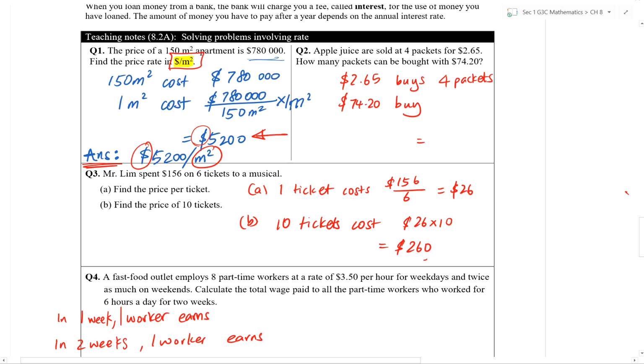So I start off with my known information, which I know that $2.65 allows me to buy 4 packets. So $74.20 will allow me to buy, we take 4 divided by $2.65, then I will multiply it by 74.20. So I get a total of 112 packets.